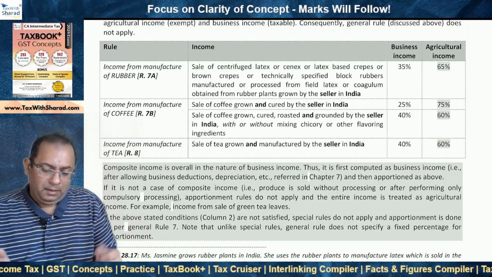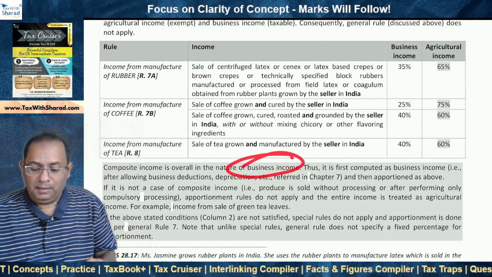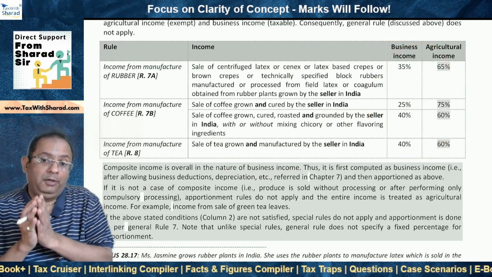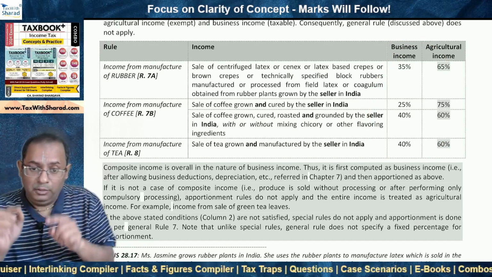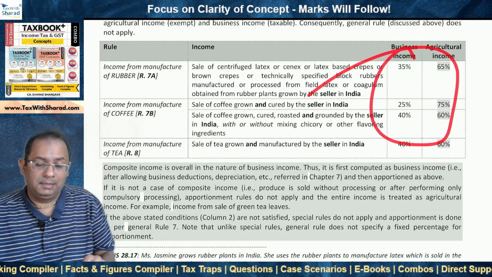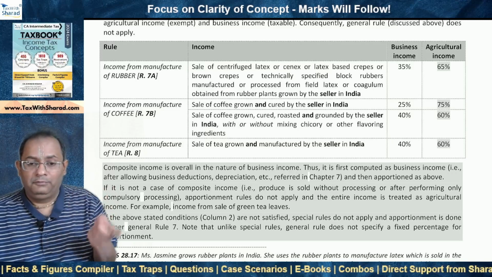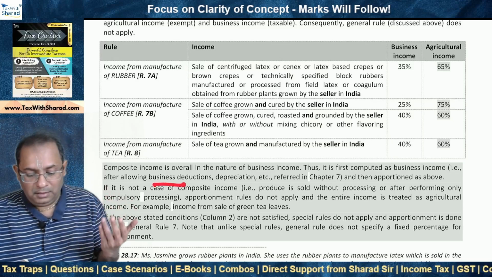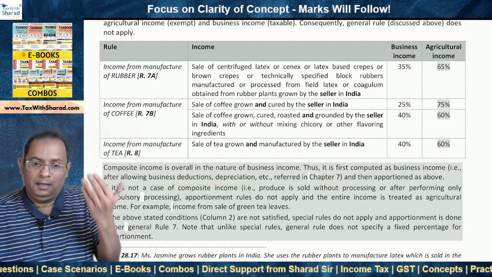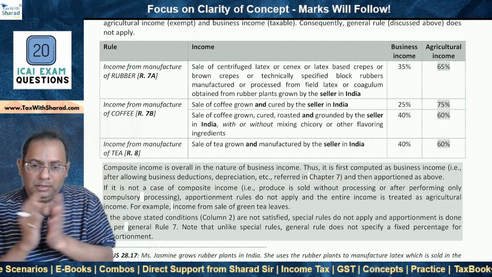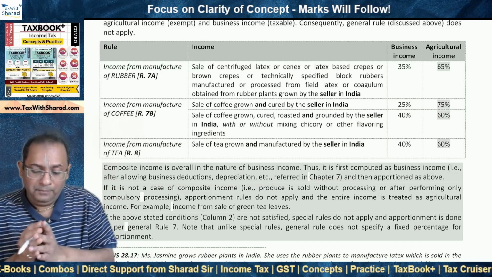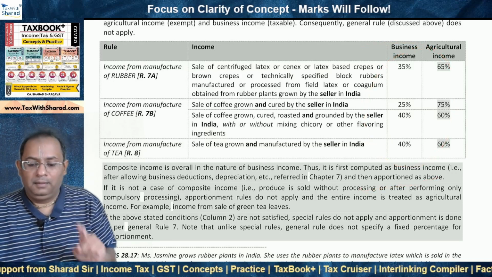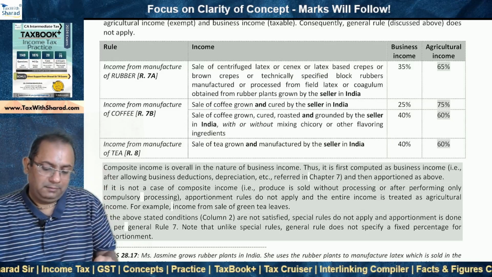So as we discussed, composite income is overall in the nature of business income, and what is apportioned as per this percentage is the composite income. So step 1, you need to first calculate the composite income, and then you need to apportion applying these percentages. Composite income is business income, so therefore it needs to be computed under the head PGBP after allowing all the business deductions, depreciation, etc., which are allowed in computing income under the head PGBP. So step 1, you compute composite business income under that head, and then you apportion into exempt and taxable portions, applying these percentages.